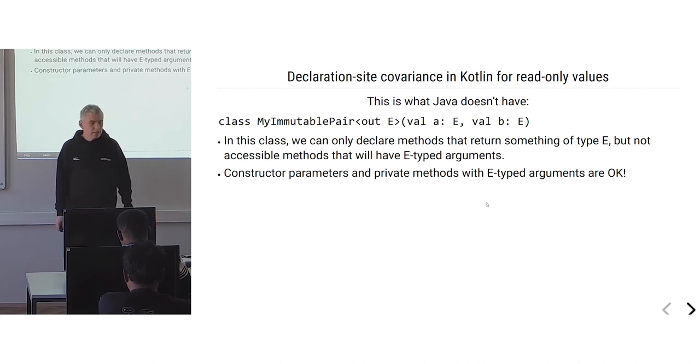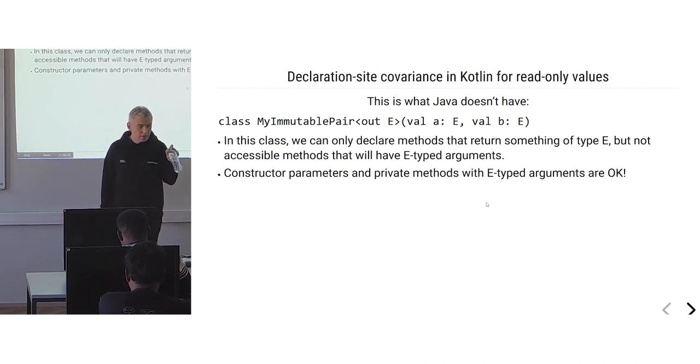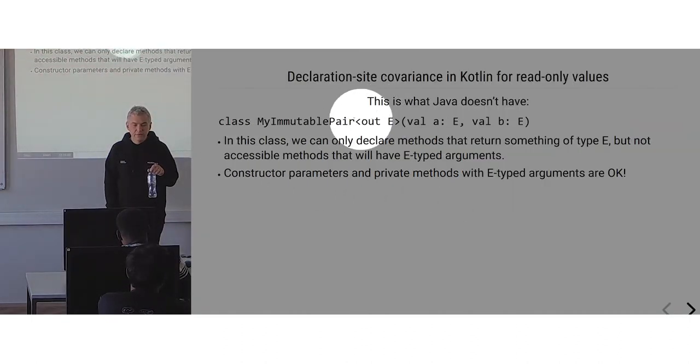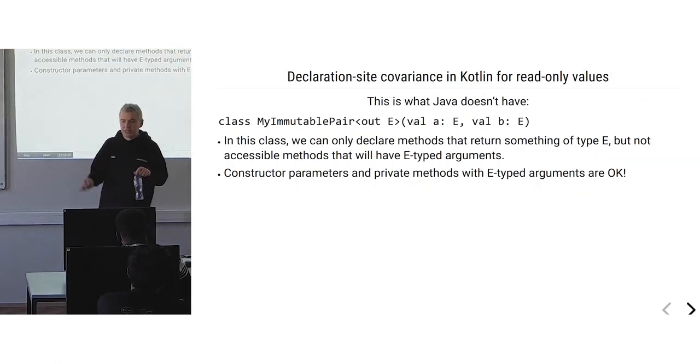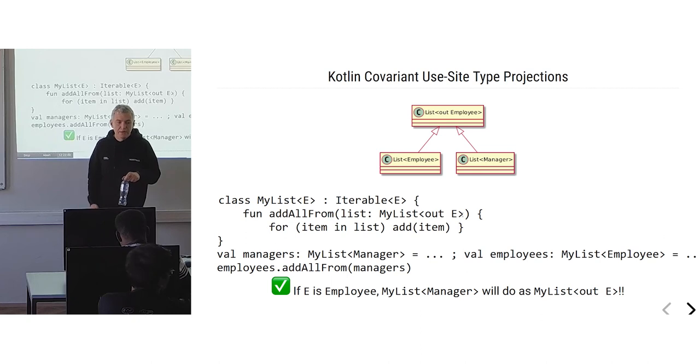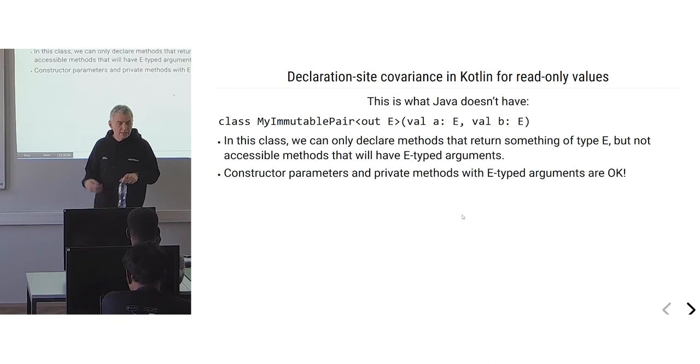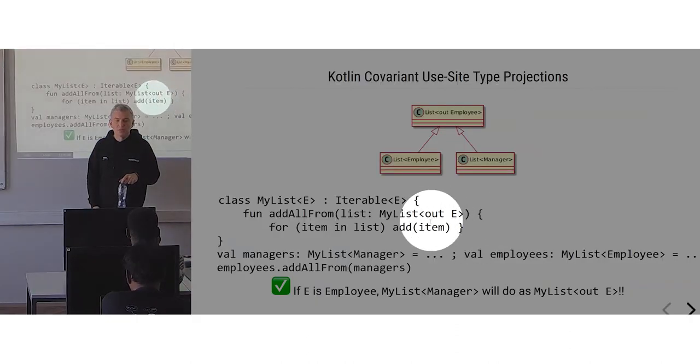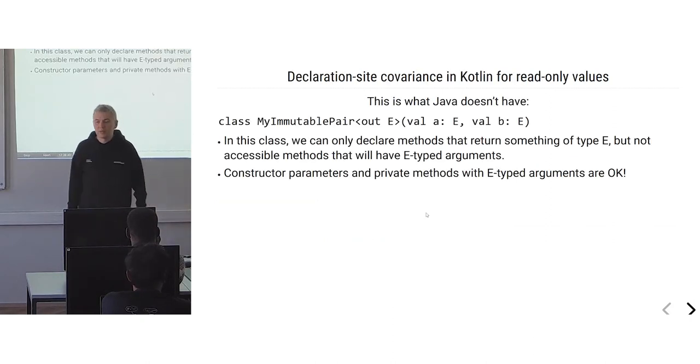We also have a thing in Kotlin that Java doesn't have. In Kotlin, we might declare, for example, MyImmutablePair that will be always covariant. And if this type is covariant by declaration, at the declaration side, then we might not bother about use-side covariance declaration. So if we are talking about immutable pairs, then here this out is not necessary. So this is more convenient, more advanced in Kotlin.